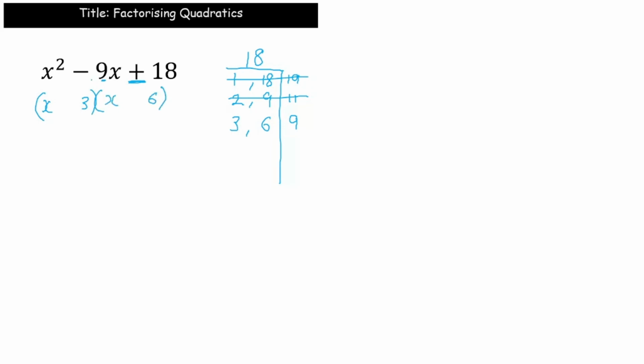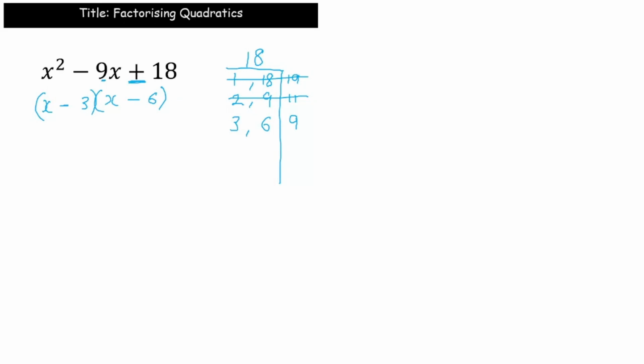Now we just need to figure out, if I times these together, they have to be the same sign, because a positive times a positive is a positive, and a negative times a negative is a positive. But I need them to add together to give this number. So that would be negative 3 and negative 6.